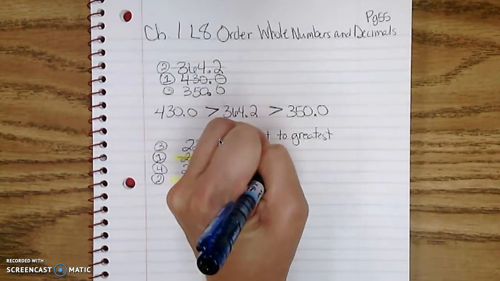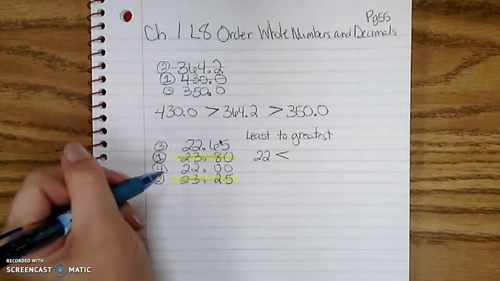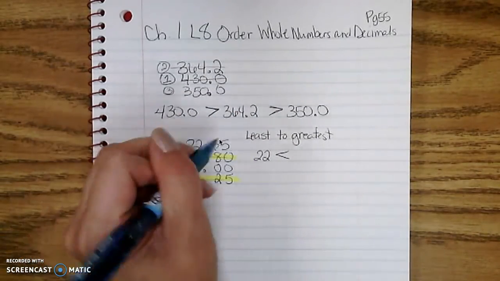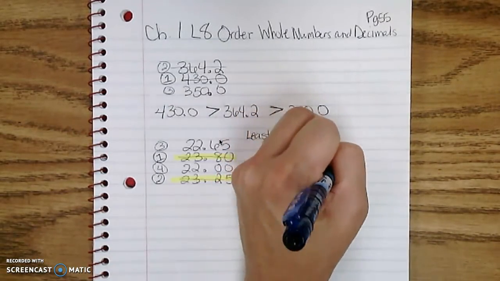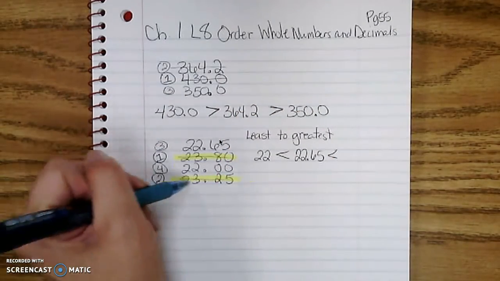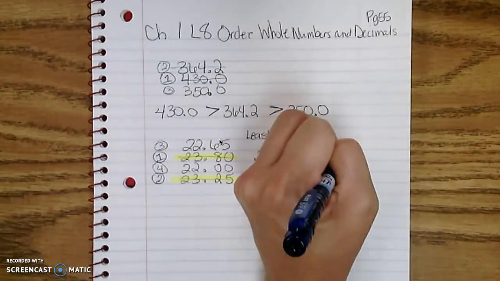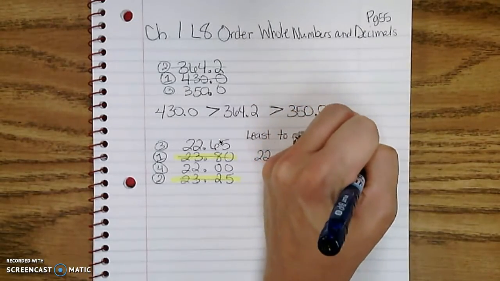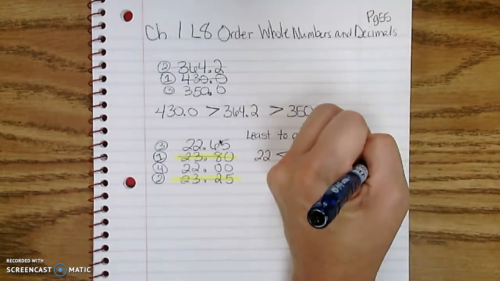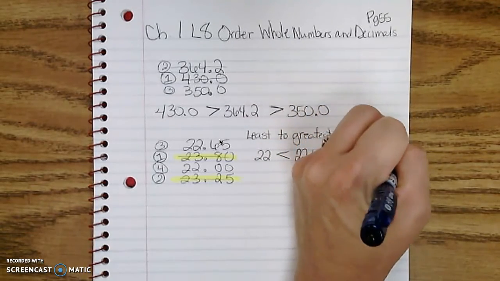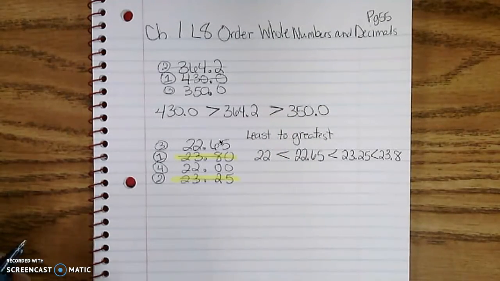So I would put 22 is less than, then I would go find number 3, 22 and 65/100. So I have to work backwards here. Is less than 23 and 25/100. Is less than 23 and 8/10. And I would write my numbers like that.